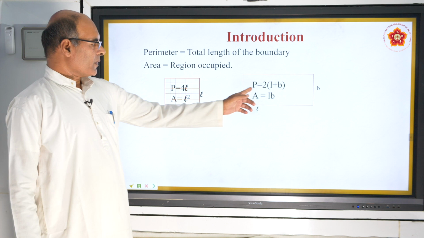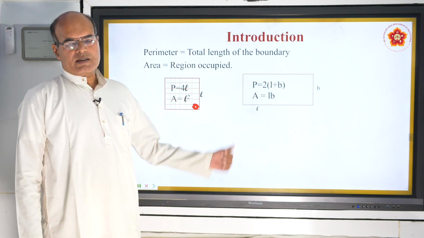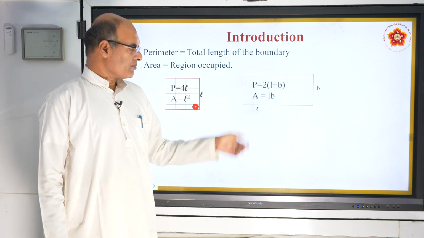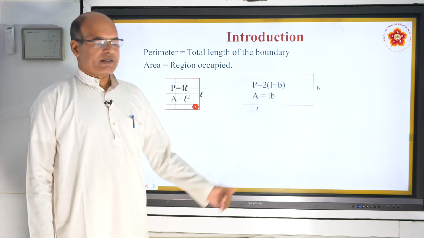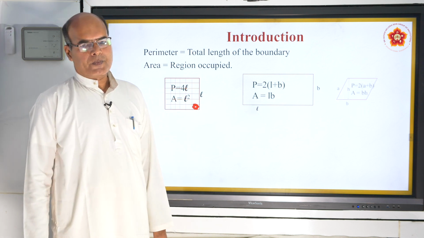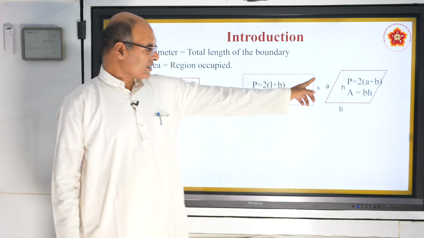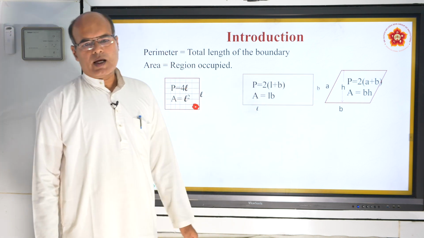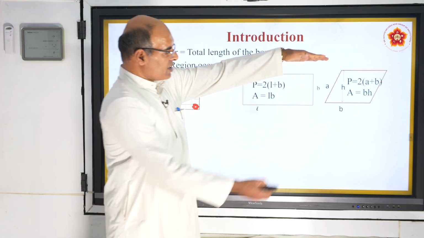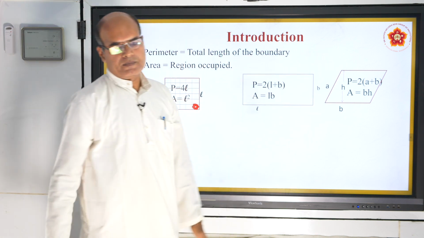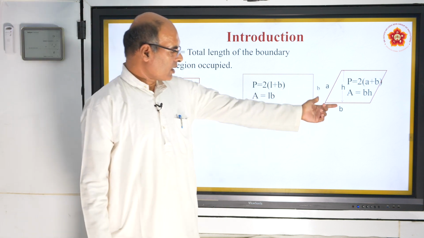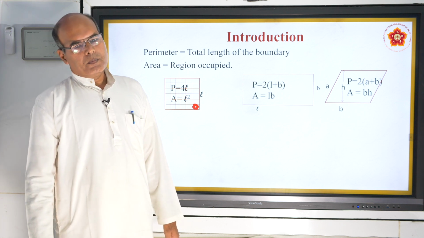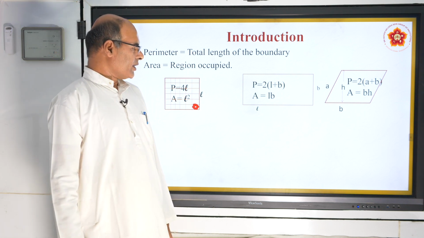For the rectangle, if L and B are the adjacent sides, then its perimeter is 2 times of L plus B, L plus B plus L plus B, and its area is L into B square units. For a parallelogram, if the adjacent sides are A units and B units, then the perimeter is 2 times of A plus B units, and if the distance between the parallel sides is H units, the distance corresponding to this base B, then its area is BH square units, base into height.